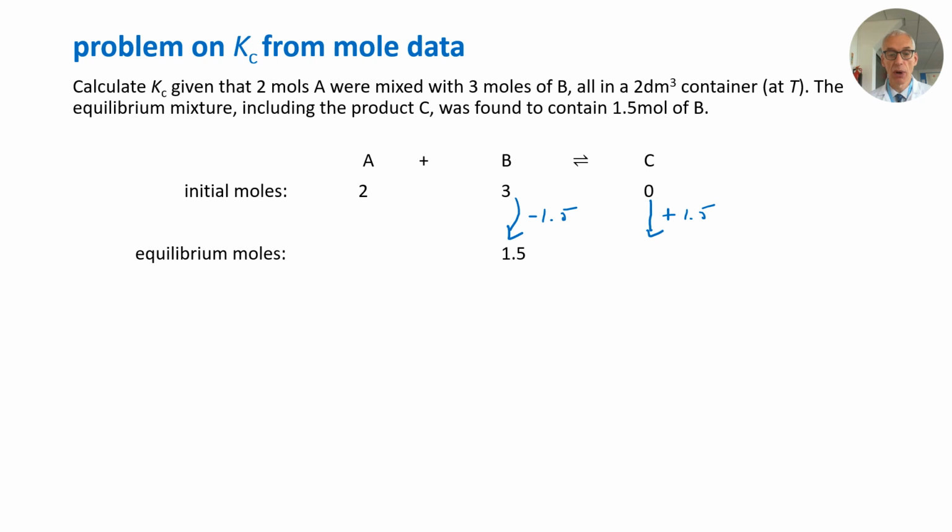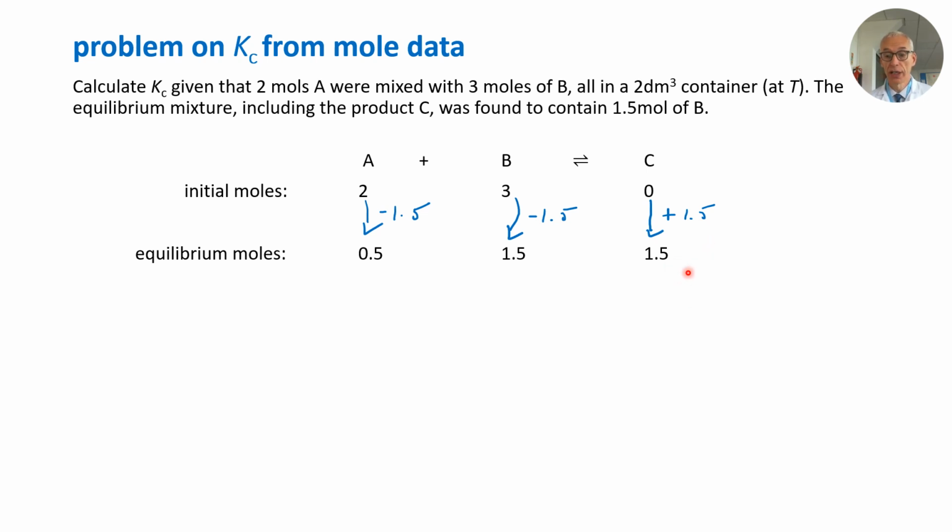So if B goes down, C must go up. If B goes down by 1.5, it follows that A has gone down by 1.5 moles. So I know that B has gone down by 1.5 moles because we started with 3 and at equilibrium we've got 1.5. That's a decrease of 1.5. It follows that C has increased by 1.5 and A has decreased by 1.5 moles, which gives us 0.5 moles at equilibrium of A. That's 2 minus 1.5, and 1.5 moles of C at equilibrium, 0 plus 1.5.